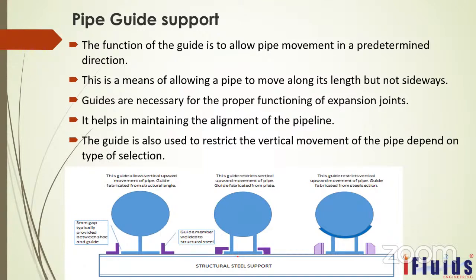Let's say the pipe is connected with a pressure vessel or with a pump discharge nozzle. If you freely allow the pipe, what will happen? The pipe will try to move away from the location, and unnecessary load will act on the pump nozzle or pressure vessel nozzles. Over a long period, this will damage the weldment of the nozzle. So to avoid that, we will provide this kind of guide support.